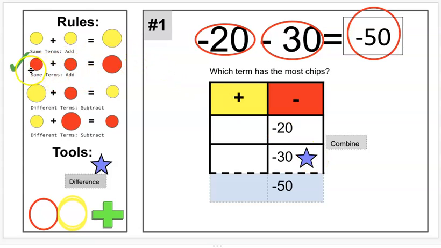You're going to add because you have two reds, two negatives, and you're going to add. So another word for add is combine. So we put that, and you make sure you do your work, and you put it right in the blue box. You put your answer where it belongs, and then you also circle your answer with the correct color for your term. So this is how you do problem number 1.